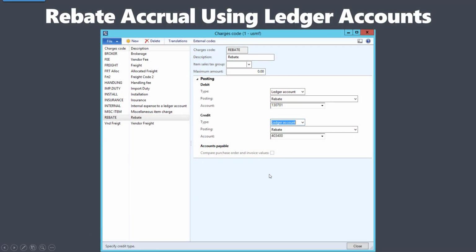So here's an example of a rebate accrual. What we're doing here, in this case, is hitting the ledger on both sides. One is reducing a revenue, the other was hitting something like a freight allocation.